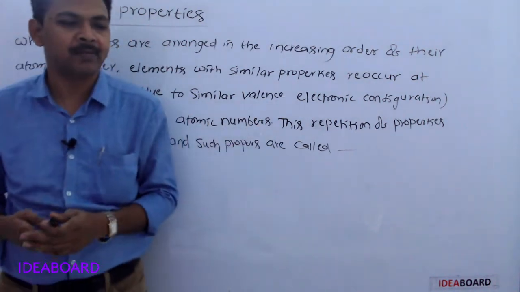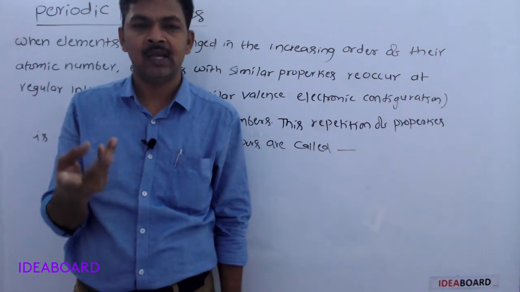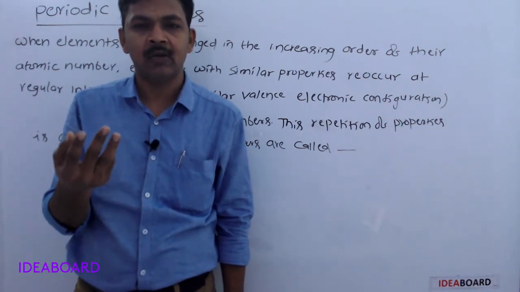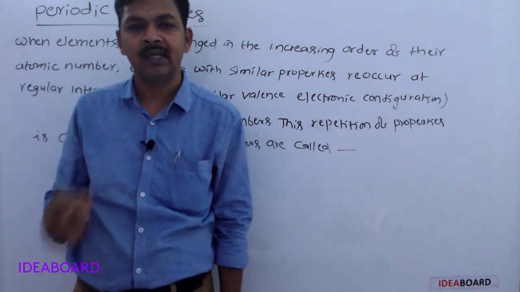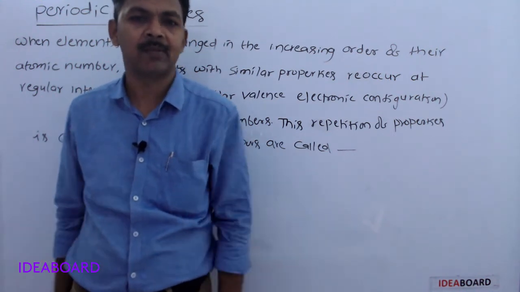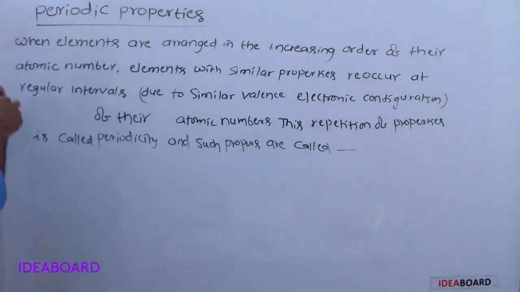We have so many periodic properties. First atomic size, next ionization energy, electron affinity, electronegativity, electropositivity, metallic and non-metallic character, nature of oxides. All these are the periodic properties. First one is atomic radius or atomic size.